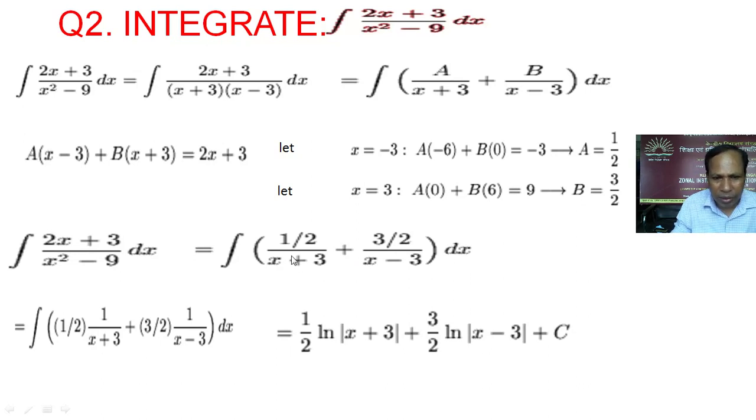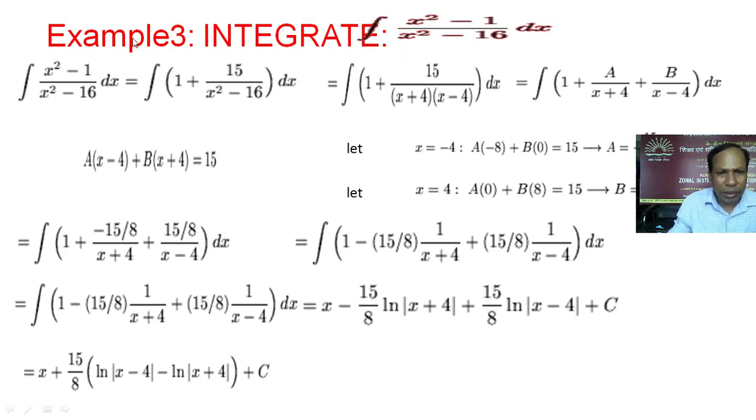Now applying this term by term integration, it is 1 by 2 integration of 1 by x plus 3 dx plus 3 by 2 is taken out, integration of 1 by x minus 3 dx. So it is 1 by 2 into log x plus 3 plus 3 by 2 into log x minus 3, and the result is followed by a constant.